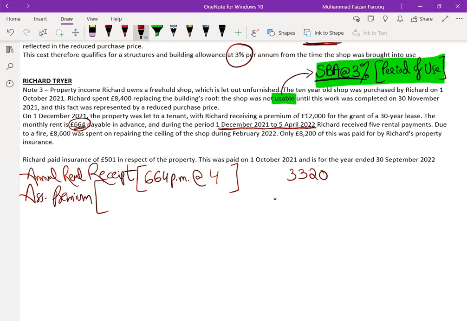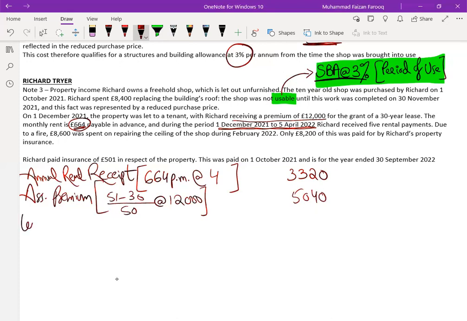Okay. Any premium received? He received a £12,000 premium for a 30-year lease. So how much is my assessable premium? 5,040.